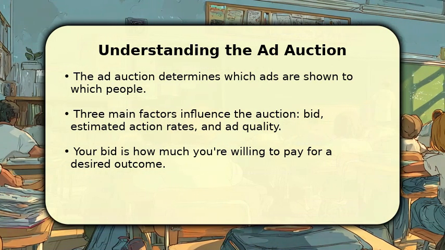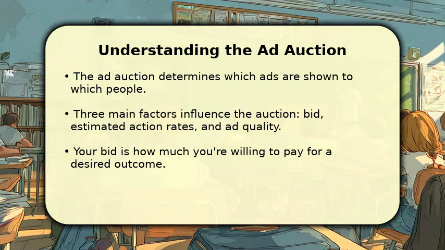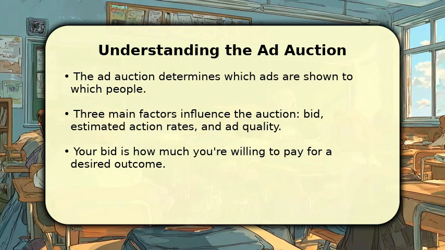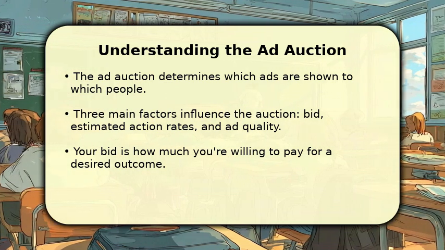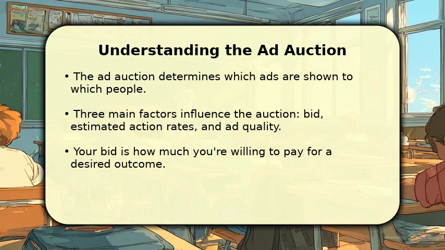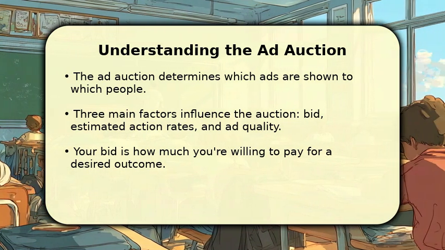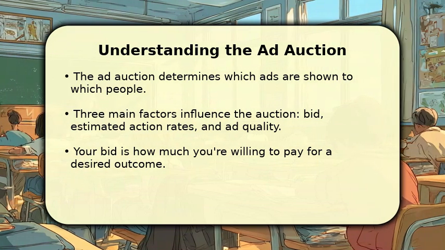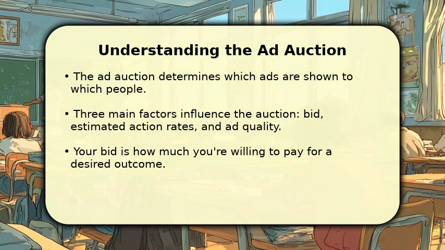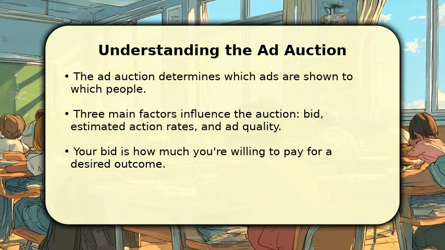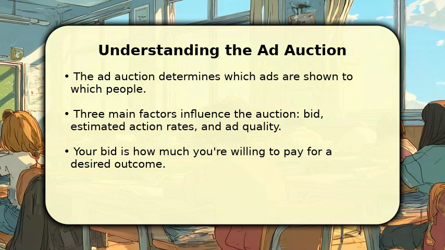which people. This auction is influenced by three main factors: your bid, the estimated action rates, and the overall quality of your ad. Your bid represents how much you are willing to pay for a desired outcome, like a click or a conversion. Estimated action rates predict the likelihood of a user taking that desired action. Ad quality considers relevance, engagement, and user experience, all crucial for your ad's success.